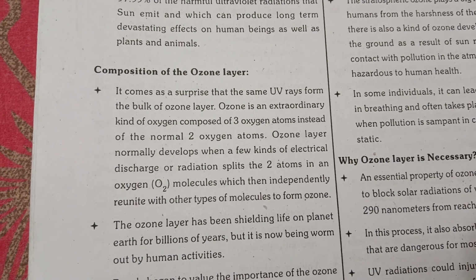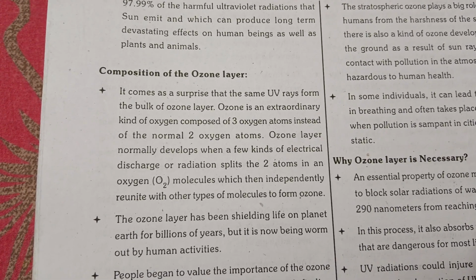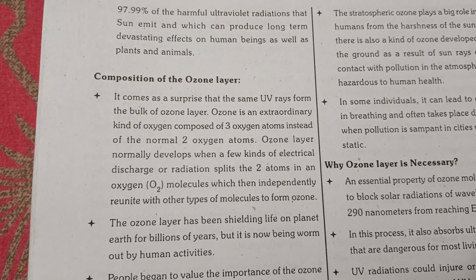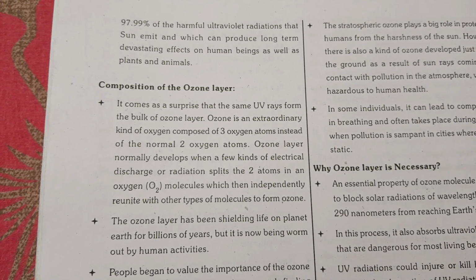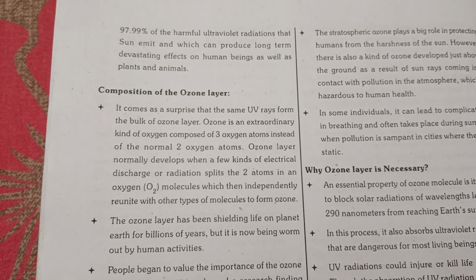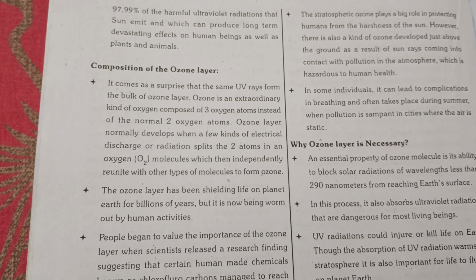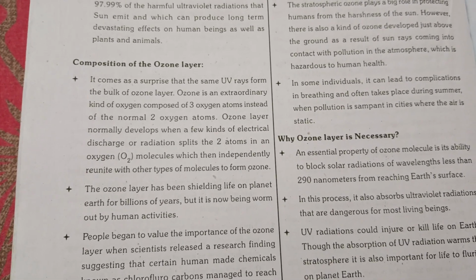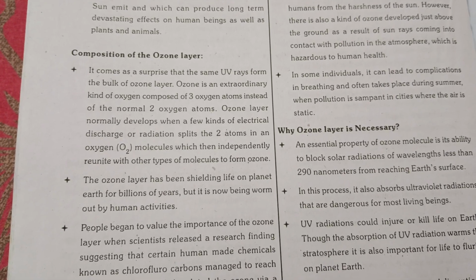Composition of the ozone layer. It comes as a surprise that the same UV rays form the bulk of the ozone layer. Ozone is an extraordinary kind of oxygen composed of 3 oxygen atoms instead of the normal 2 oxygen atoms. Ozone normally develops when a few kinds of electrical discharges or radiation split the 2 atoms in an oxygen molecule, which then independently reunite with other oxygen molecules to form ozone.